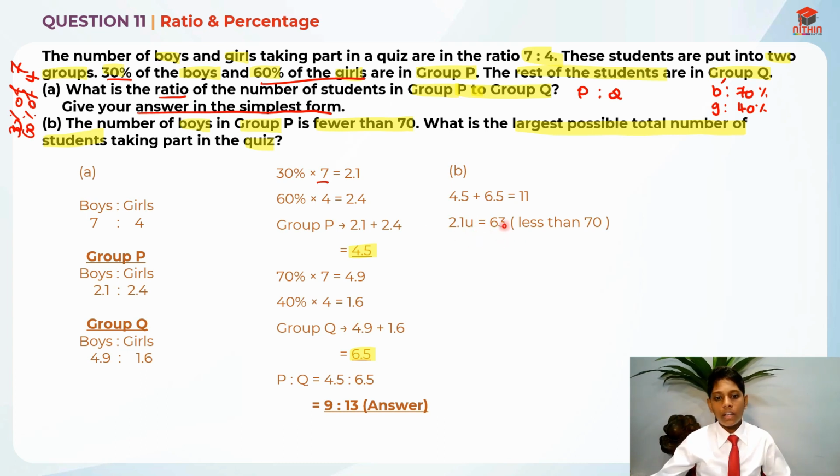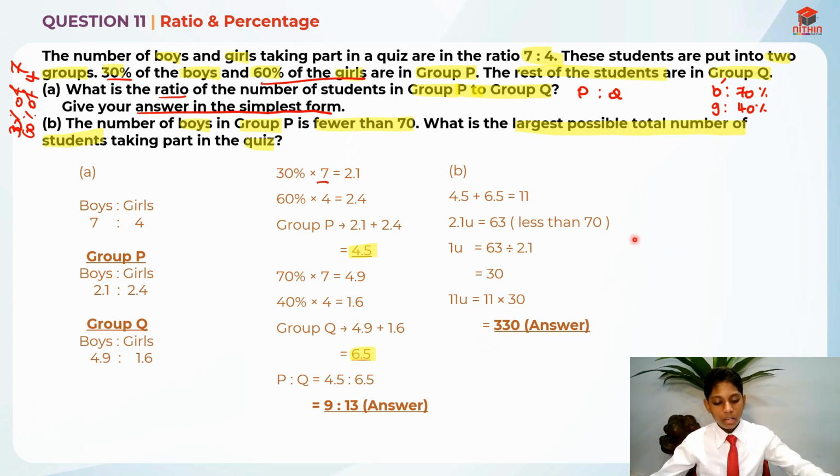So in order to find 1 unit, we are supposed to take 63 divided by 2.1, which will give us 30. And you know they are asking us for the largest possible total number of students taking part in the quiz. Since we already found the largest possible for the boys in group P, we don't need to worry anymore. So now we just need to find 11 units of 30. So 11 units is basically 11 times 30, which will give us 330.